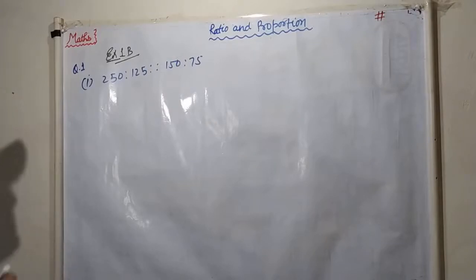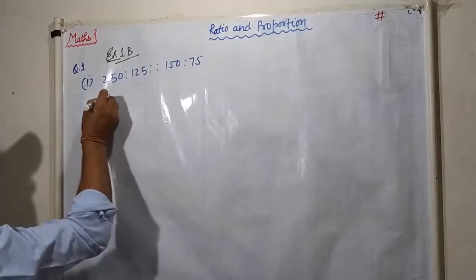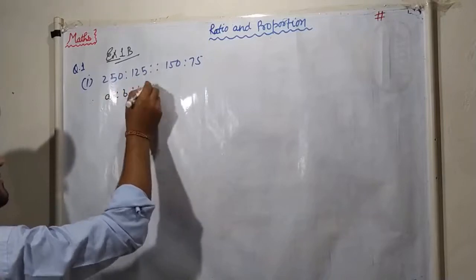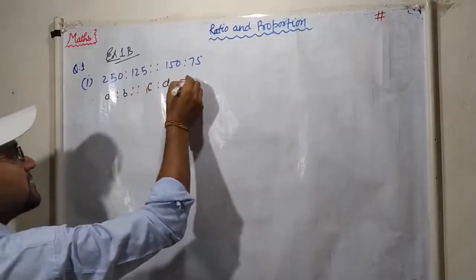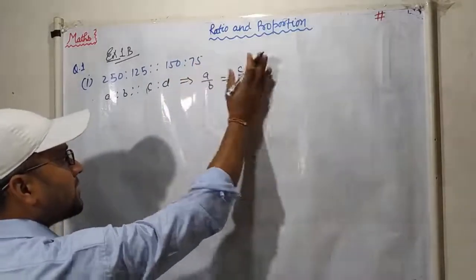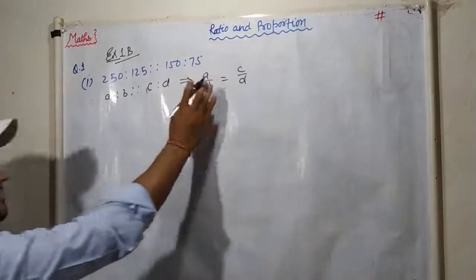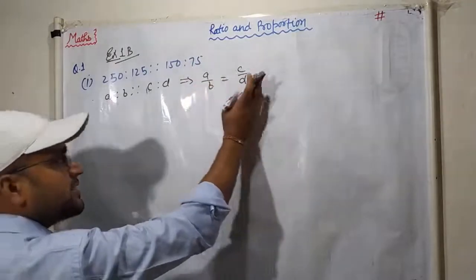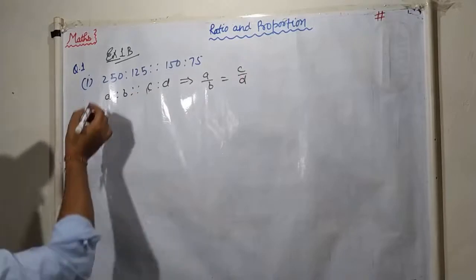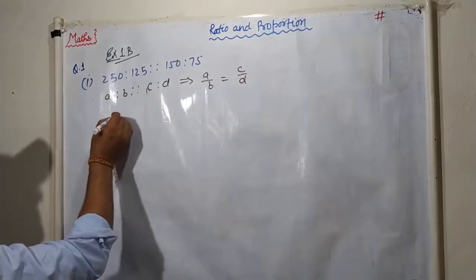First one is you will do this like A is to B is as C is to D. What you will do, students? A upon B is equal to C upon D. If both the fractions are equal, this left side is equal to the right side, then we say that they are in proportion.